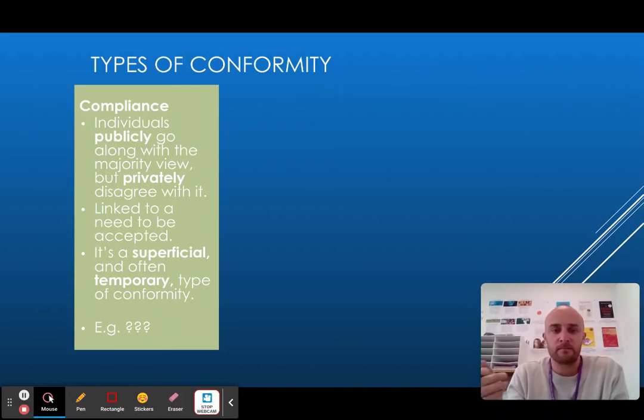Now that's compliance. Why have I done that? I'm publicly going along with going out, but privately I don't want to. Why am I doing that? Because I don't want to be the guy that's not fun. Nobody wants to be the boring person. I get a reputation for being boring, and then they stop asking me, and then I get ostracized or kicked out of the group, even though I live with them. I don't want to be that guy. So it's linked to a need to be accepted, right?